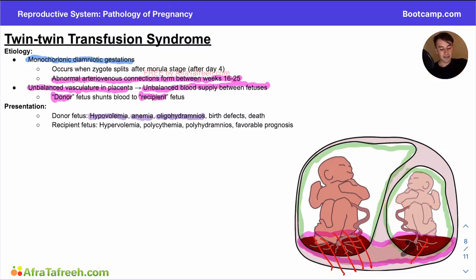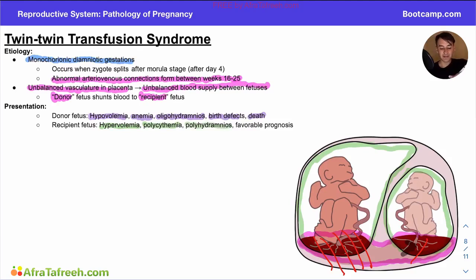Now, this is going to lead to things like birth defects and death, right? Because we talked about the fact that oligohydramnios can lead to Potter syndrome in our oligohydramnios video, and so that's going to be a really severe birth defect for this donor fetus, as well as the fact that it's going to be constantly anemic and hypovolemic, so development is going to be really slow, and this fetus is really going to struggle.